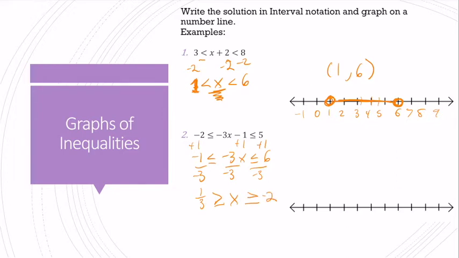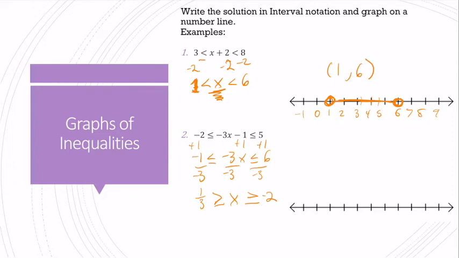And see, this sentence makes sense, right? 1/3 is greater than x, which is greater than negative 2. If I hadn't flipped my signs, I would have had 1/3 is less than or equal to x, which is less than or equal to negative 2, and that doesn't really make sense. So it's important for us to check our work.